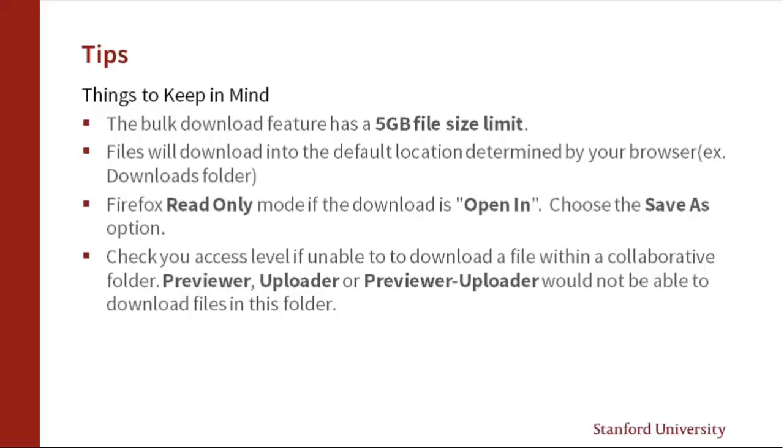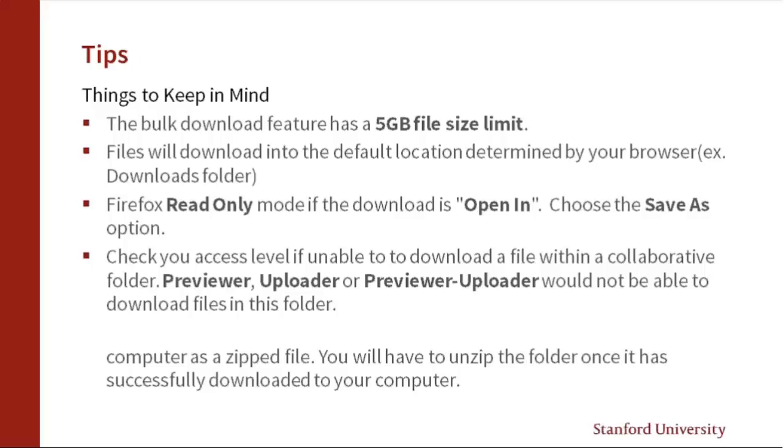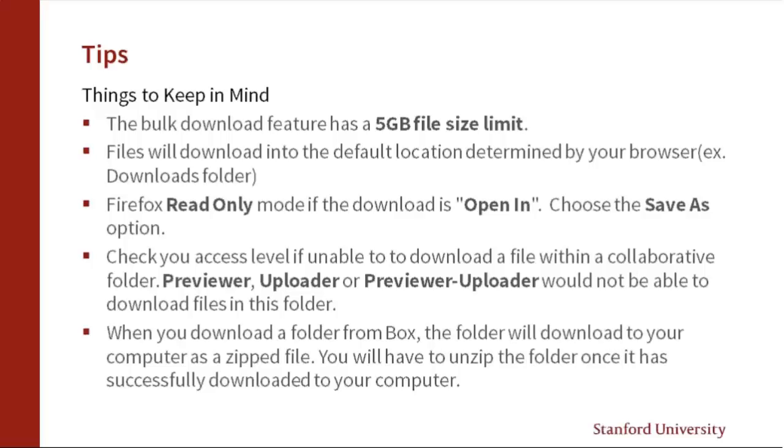Okay, and then if you're a collaborator on another folder and you're unable to download the files, just check your rights. You might be a previewer or a previewer uploader, and you can't download. And when you download more than 2 files, or let's say 10 files, it's going to be downloaded as a zip file. You look in your downloads folder and only see 1 file there, and you think, where's the rest of my files? Well, all the files are downloaded as a zip file. So you need to open up that zip file and extract the files, and then you'll have the rest of your files there.